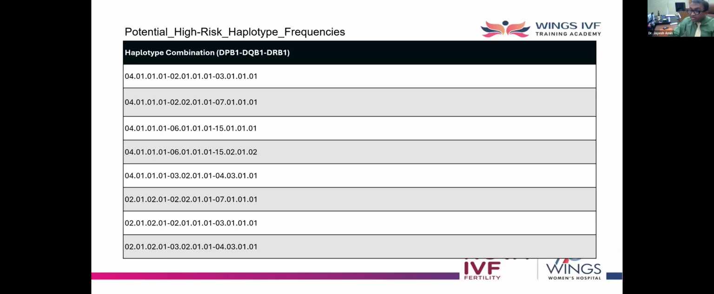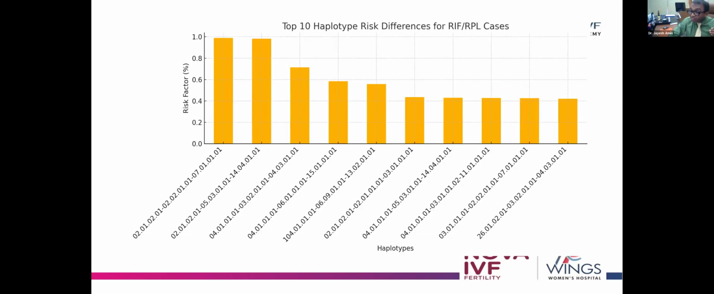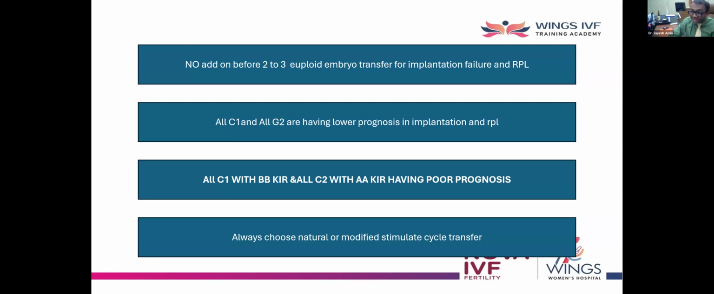We'll give you an idea of which haplotype will increase the chance of miscarriage and implantation failure. So this is our data segregation, where we are showing the risk factor of the different alleles. So what is my conclusion? No add-on before two or three euploid embryo transfers for implantation failure and RPL.